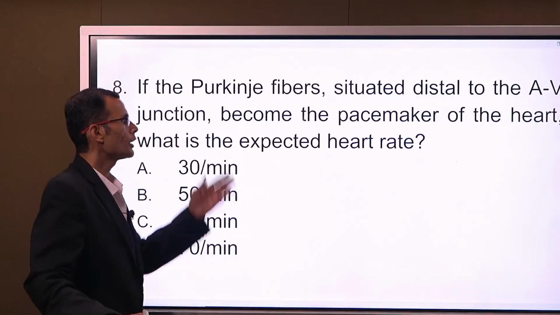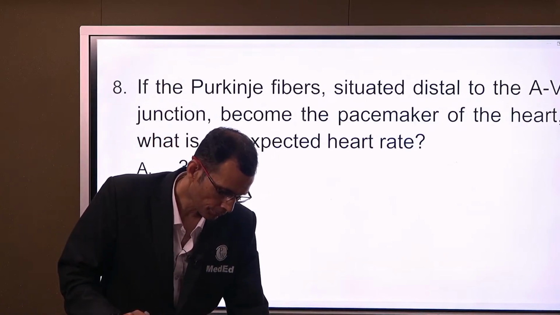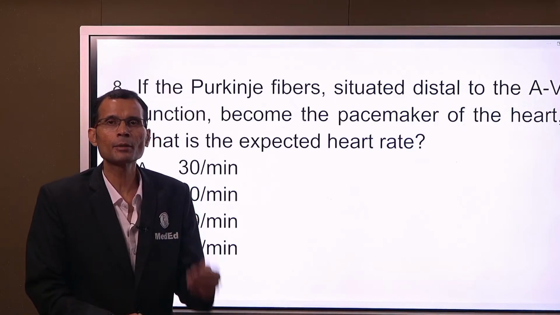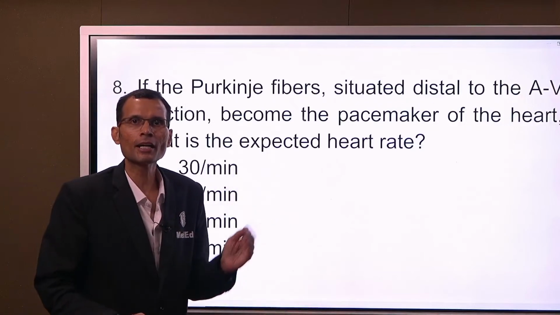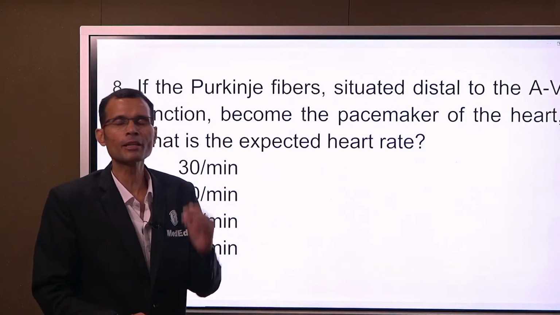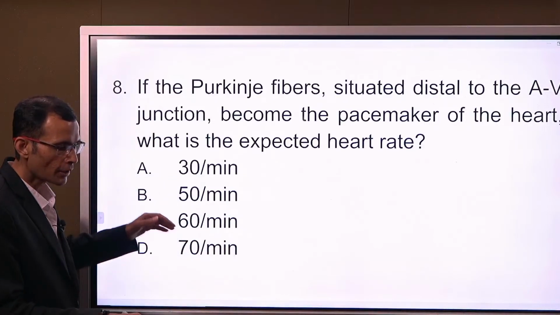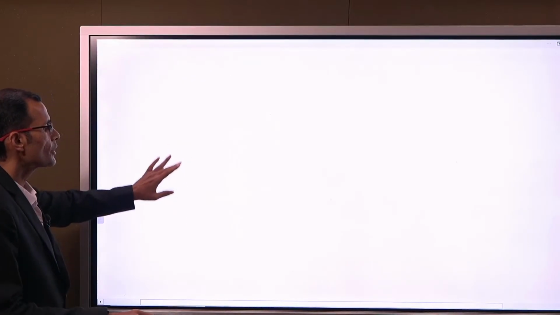So that's how each part in the heart, the point was that each part in the heart has its own intrinsic rhythmicity, and therefore if one part fails, the other part becomes the pacemaker, but generates fewer impulses per minute. Right. Let's look at the next MCQ.